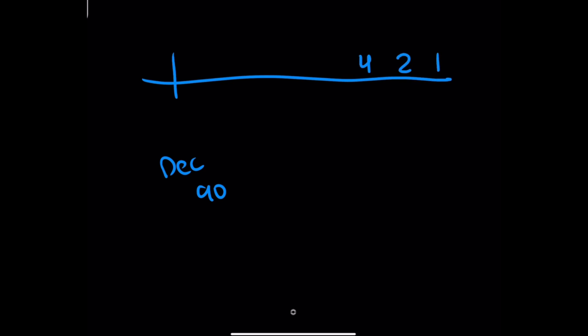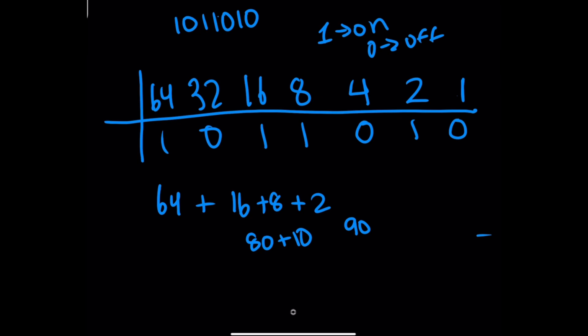And we can double check our work by saying if the number is 90, what would this be? 2, 4, 8, 16, 32, 64. Can 64 go? Yes. Can 32 go? No. Can 16 go? Yes. Can 8 go? Yes. Can 4 go? No. 2, yes. And that is what we had.